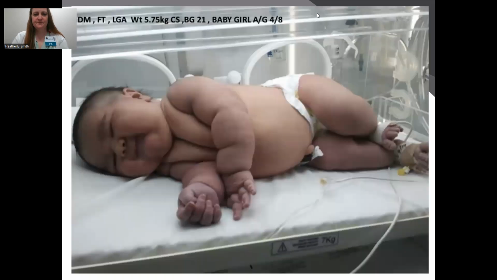So let's get started. Here is an infant of a diabetic mother, born full term, large for gestational age, weighing in at 5.75 kilograms, born by C-section with a blood sugar of 21. This baby girl is definitely the product of likely uncontrolled diabetes. And the focus of our discussion today is how we try to have our babies born with closer to normal weight, either by optimal glycemic control or by monitoring in the third trimester, so that if they are on this trajectory, we can induce and have the baby delivered a little bit early.